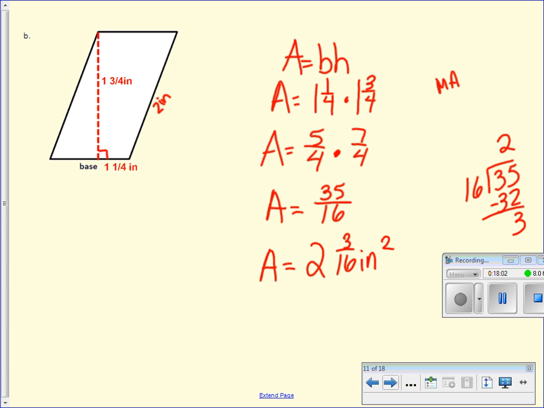Questions? Where did you get the 16? Where did you get the 2? Where did you get the 3? Any questions on where any of those numbers came from?